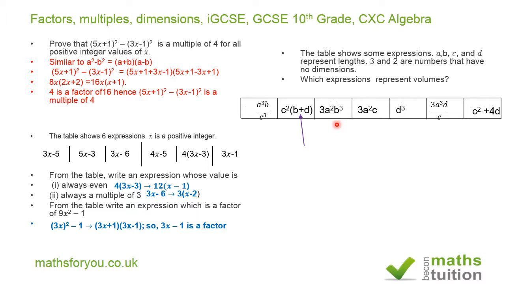Now in this case, we've got a squared times b cubed. Because we're multiplying, we have to add the indices. So 2 plus 3 is 5. That does not represent volume because you've got L to the power 5. Now in this case, we've got a squared times c to the power 1. Because we're multiplying, we add the indices. So 2 plus 1 is going to give us 3. So this expression represents volume.